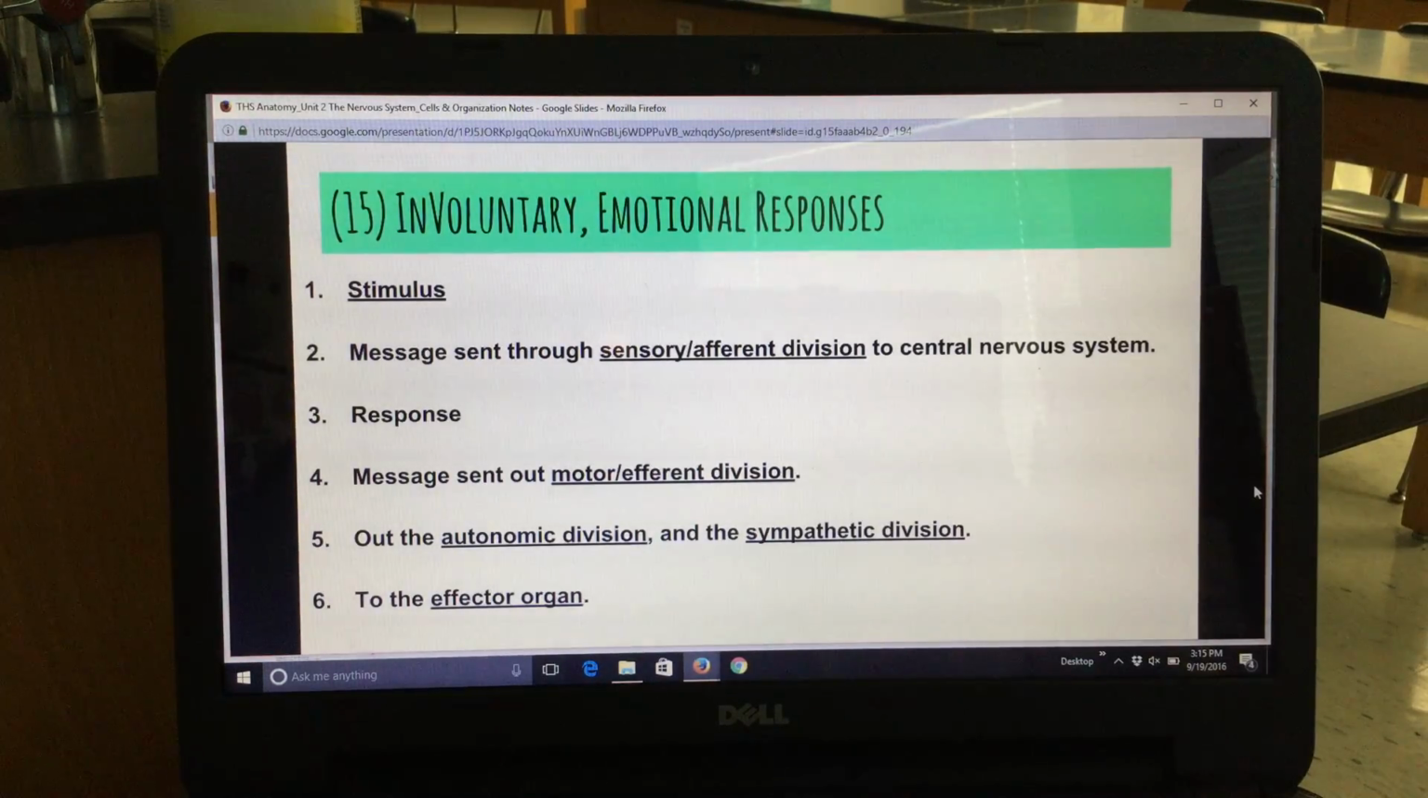The stimulus message is sent through your sensory afferent division to your central nervous system. The choice then that we need to start pumping your heart and your lungs and dilating your pupils in order to prepare you to fight and save yourself is sent out the motor efferent division. It's happening on its own, so it goes out the autonomic division, and it is definitely emotional, so it goes out the sympathetic division. It then goes to the effector organs, which include your heart, your lungs, your eyes, sweat glands, to stimulate them to start increasing heart rate, breathing rate, dilate pupils, all to get you ready to save your own life.